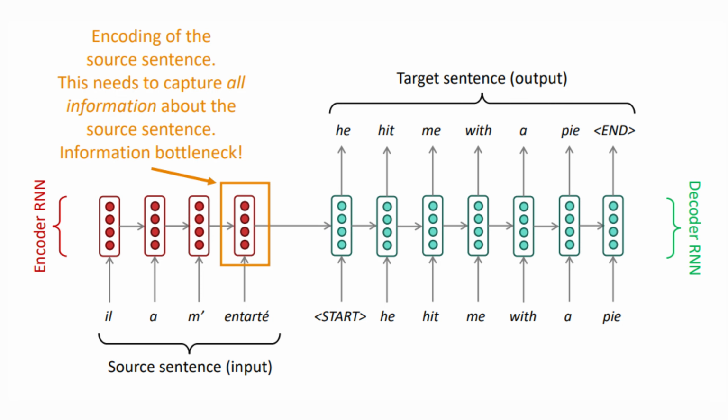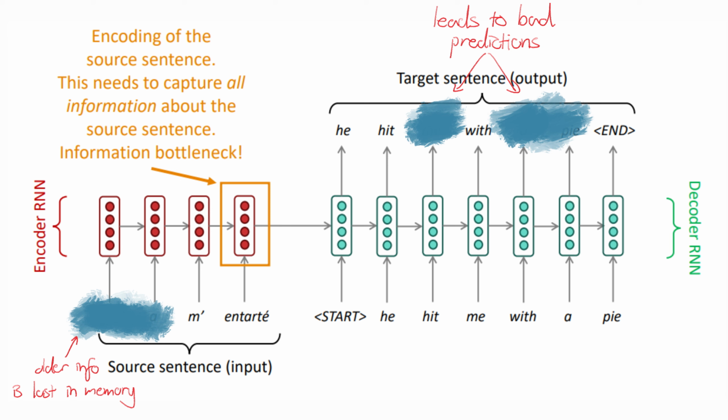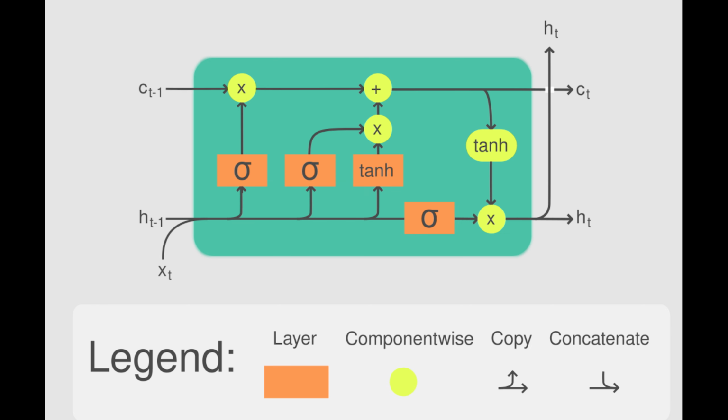As the sequence length increases, older information fades, and the model struggles to retain all the key details. This leads to ineffective predictions, as the memory vector only holds a distorted or incomplete version of the original sentence. This limitation led to the development of long short-term memory, LSTM, networks.